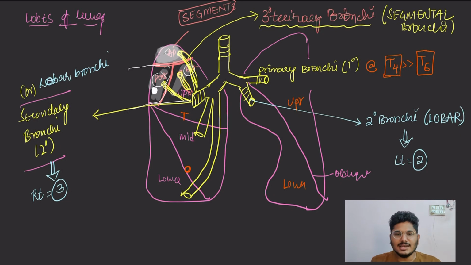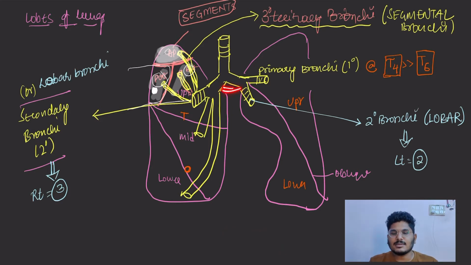Initially there is the trachea over here. The trachea is divided into two bronchi, or primary bronchi. The first generation bronchi are called primary bronchi. There is an angle between these two primary bronchi called the carina, C-A-R-I-N-A. Carina is the angle between two primary bronchi.